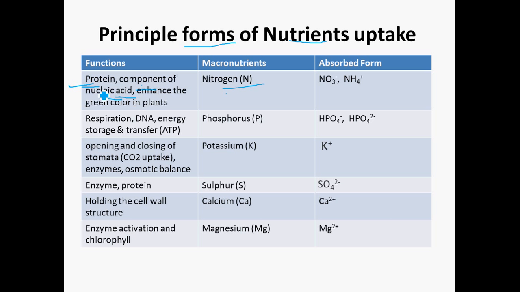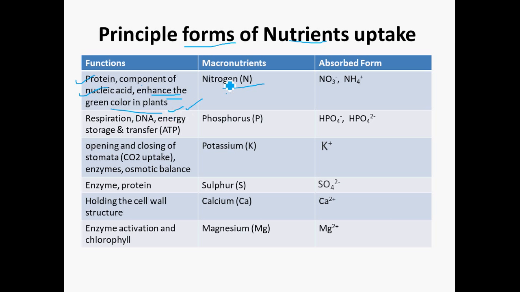So nitrogen is responsible for protein synthesis in plants, and also for DNA formation, and it also enhances the green color in plants. Chlorophyll gives the green color to plants through the process of photosynthesis, and nitrogen enhances the green color in plants.